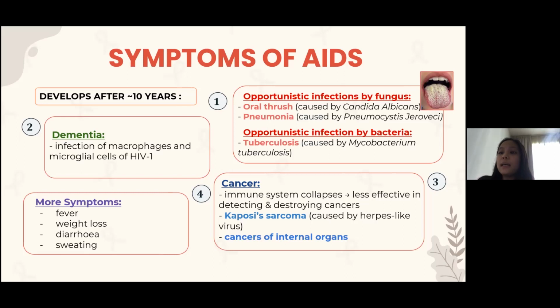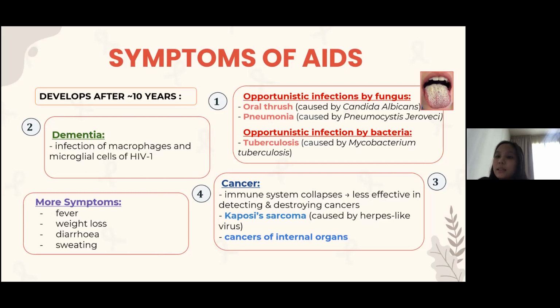collapses to the point that it is less effective in detecting and destroying cancer cells. An example of cancer is a rare form of skin cancer known as Kaposi sarcoma caused by a herpes-like virus, and there are also cancers of internal organs. Other symptoms are such as fever, weight loss, diarrhea, and sweating.